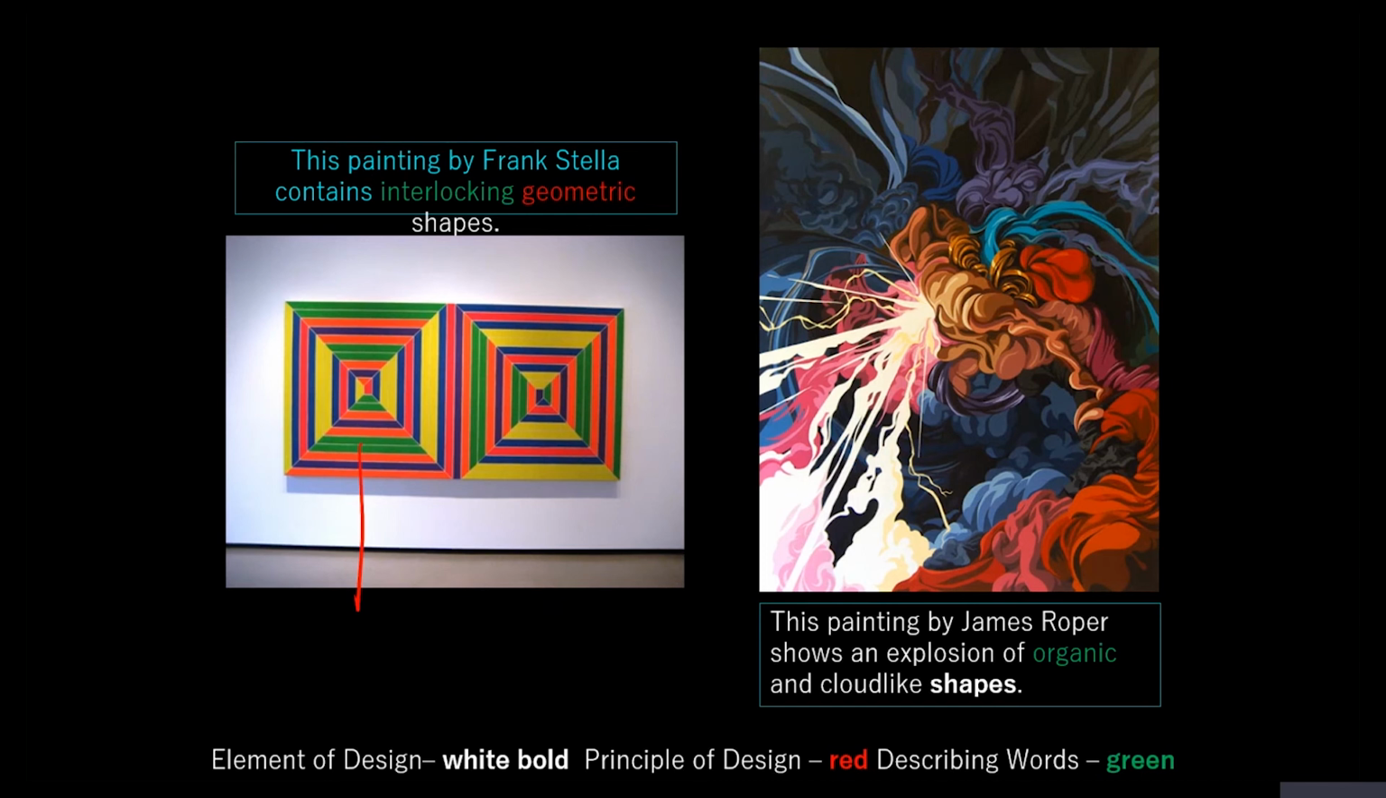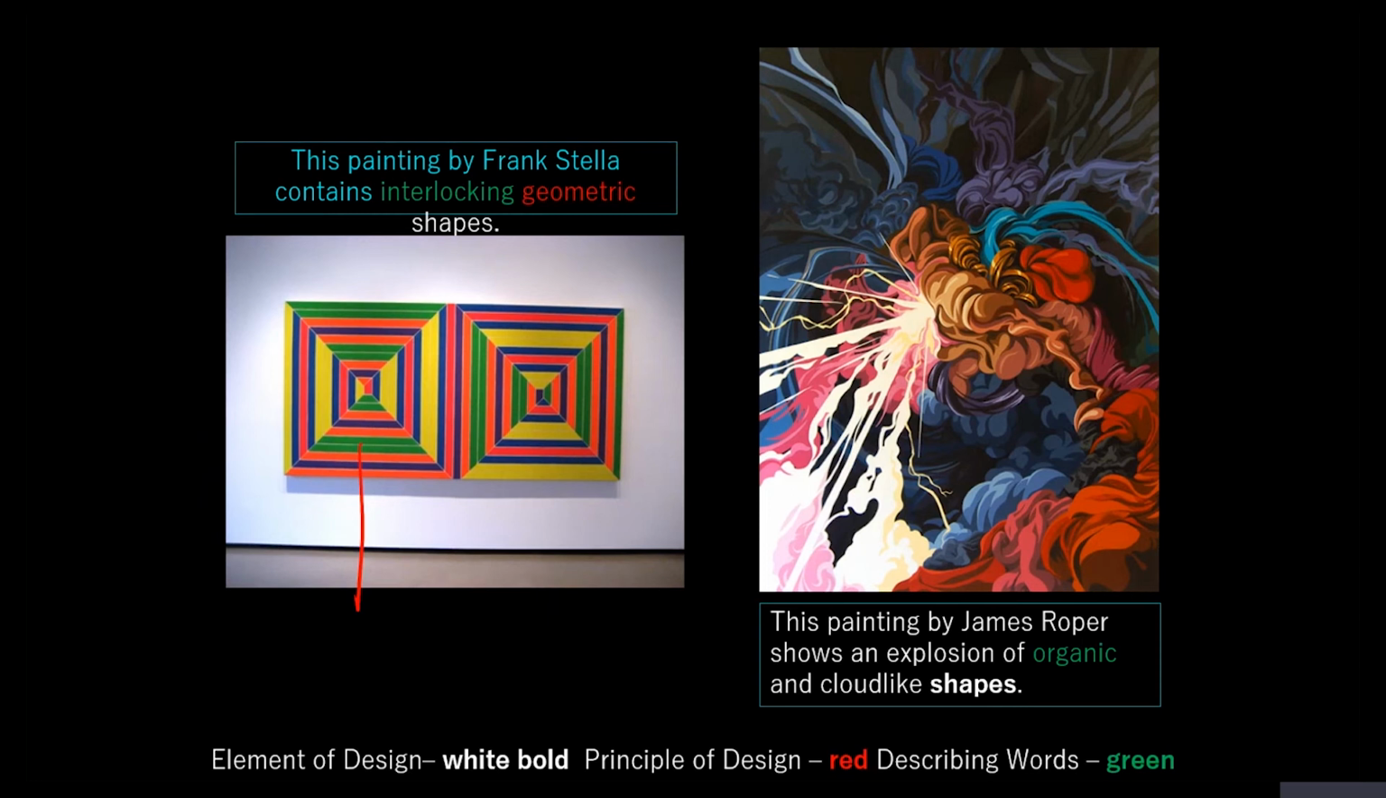Everything na gumagamit tayo ng shapes like circle, oval, triangle, square, rectangle, hexagon, octagon, and pentagon, we consider as geometric shape because we use those shapes.